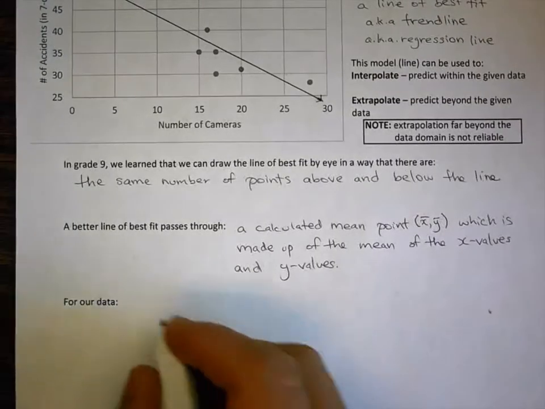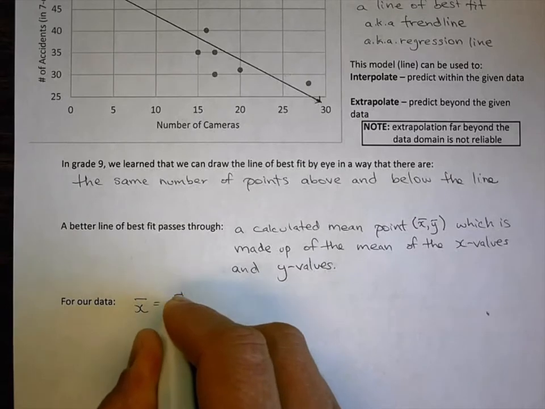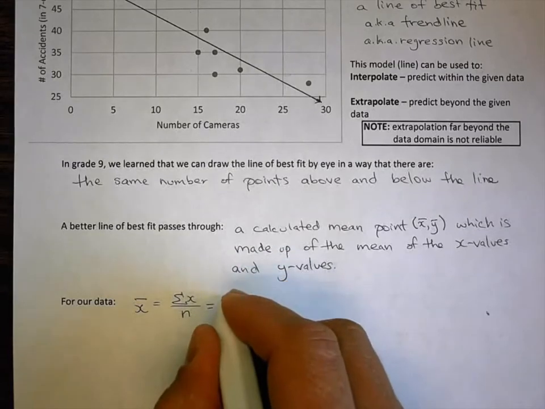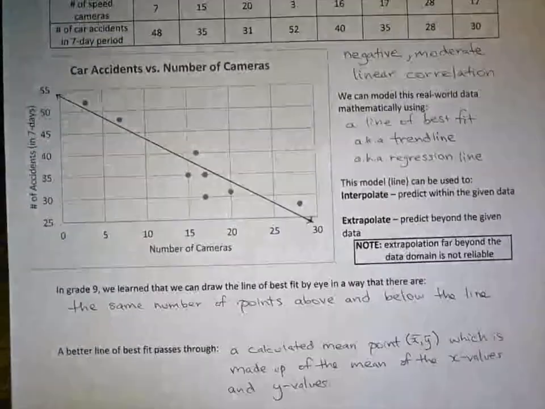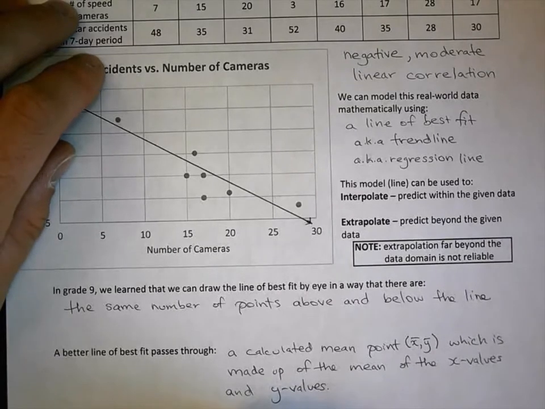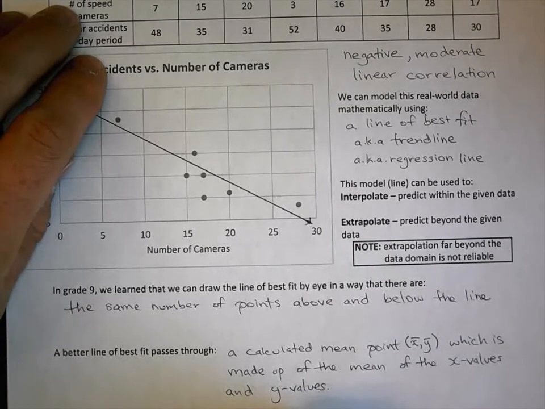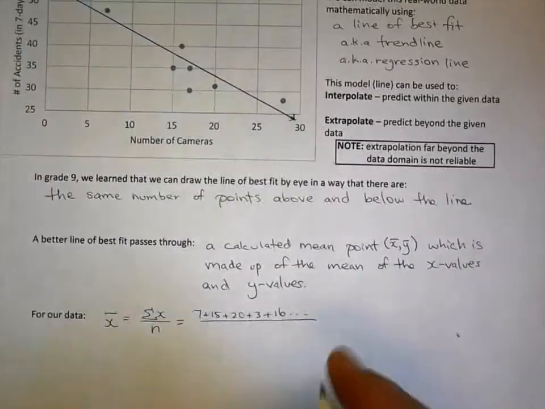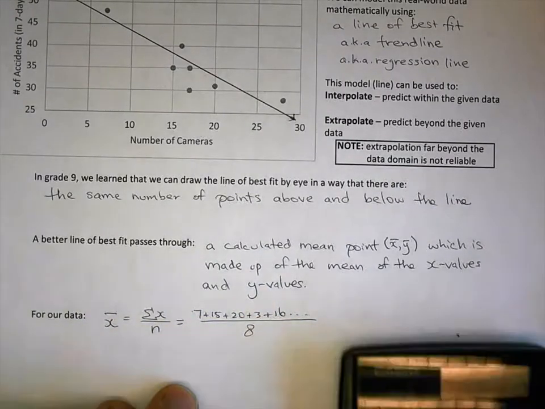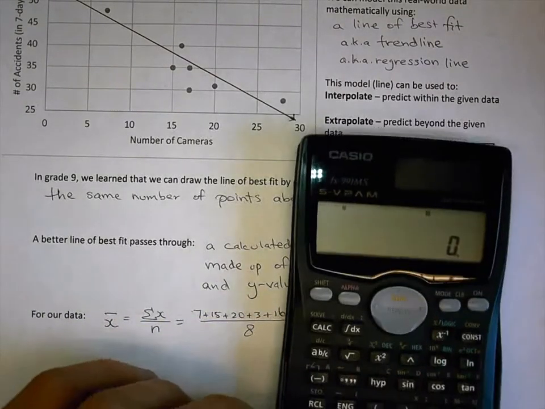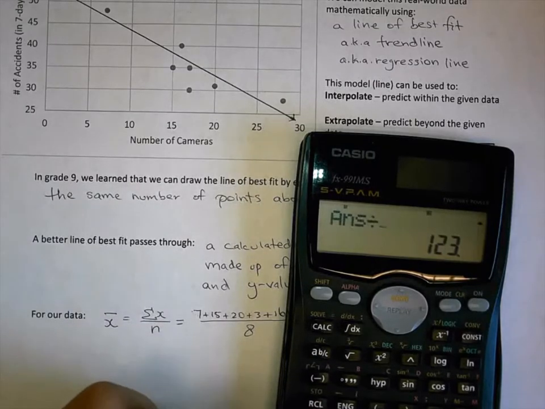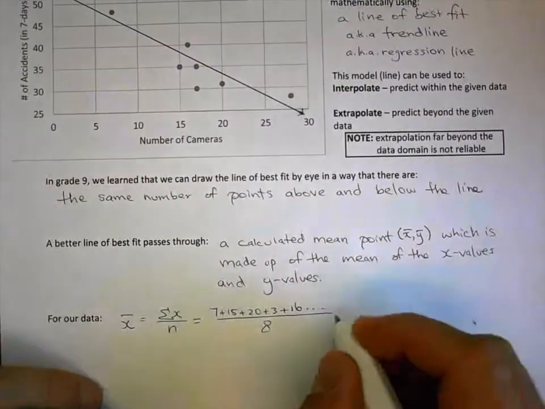So for our data, x bar is going to be the mean of all the x data, so I have to add up all the x coordinates and divide by the number of pieces of data. My x values are 7 plus 15 plus 20 plus 3 plus 16 plus 17 plus 28 plus 17, divided by 8 pieces of data. If I type that into my calculator, that gives me 15.375.